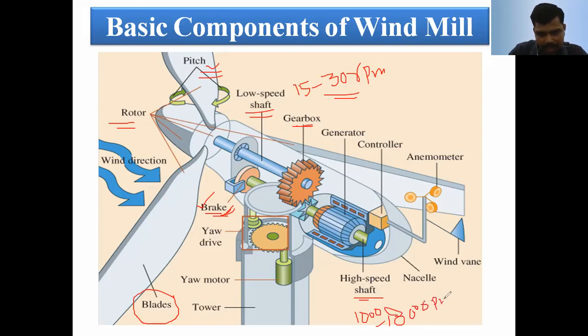This low speed shaft is attached to the rotor blades and the pitch angle with the hub. Here the rotating speed is 15 to 30 rpm. The shaft output is connected to the high speed shaft. This 15 to 30 rpm is stepped up to 1000 to 1800 rpm.